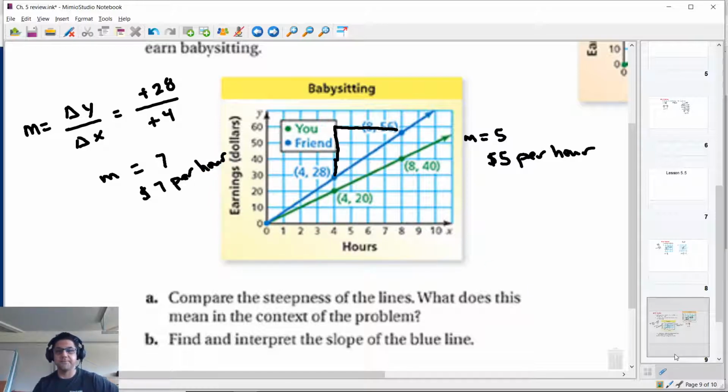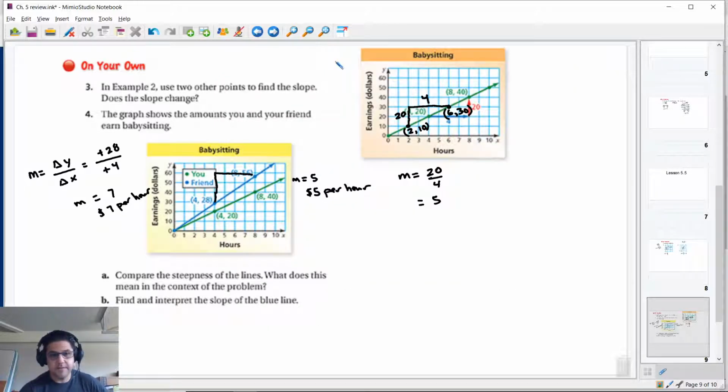Friend's making more than you. So the steepness of the line essentially refers to making more money in this problem. We found the slope and we interpreted it to be $7 per hour. Maybe they're CPR certified. Charge more.